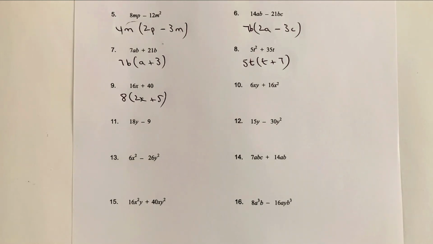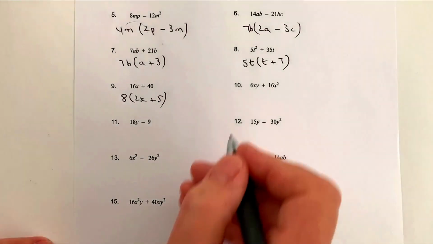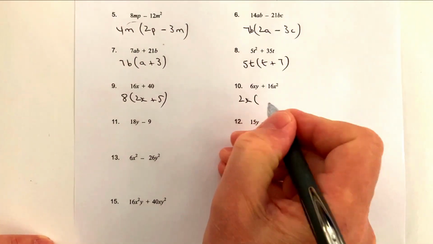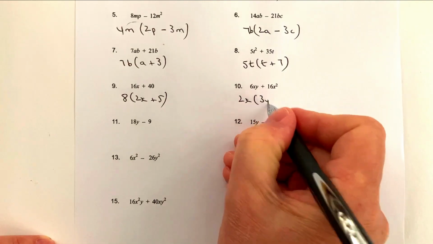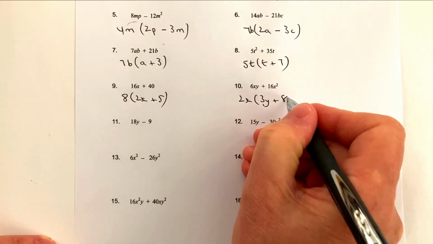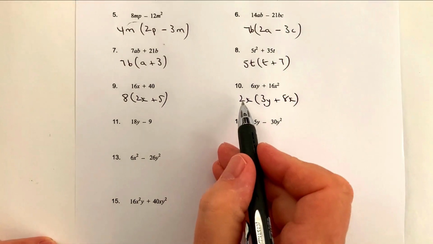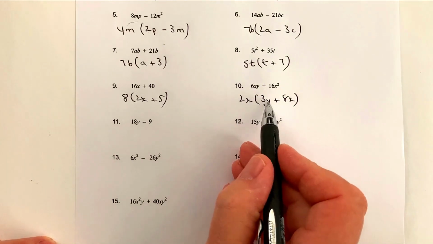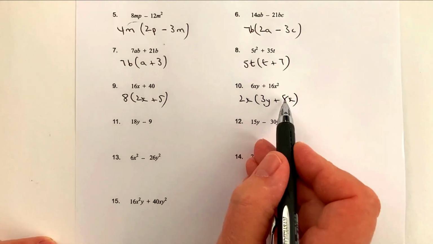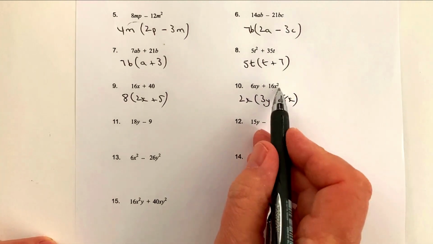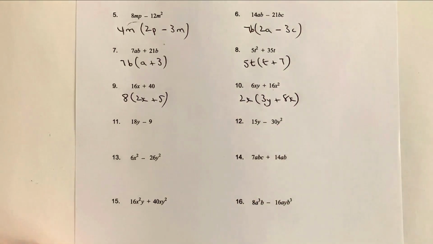The biggest number that will divide into both is going to be 2. Okay, and then I've got x, y, and x squared. So I'm going to take 2x out of the equation. That's going to become 3y plus 8x. Okay, let's just check that. 2 times 3 is 6, and x times y is xy, and 2 times 8 is 16, and x times x is x squared. Okay, brilliant, no problems at all.